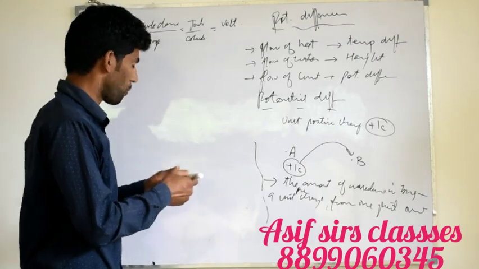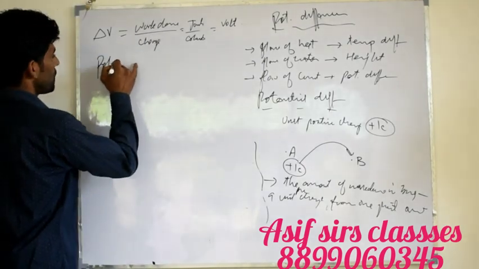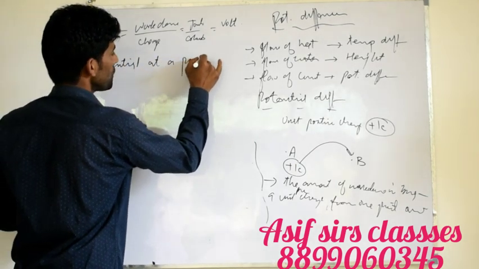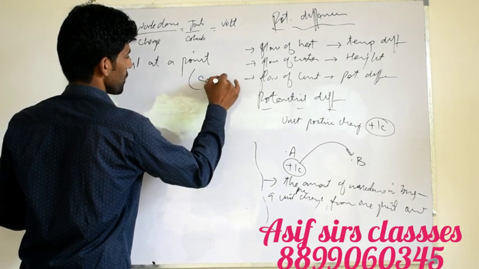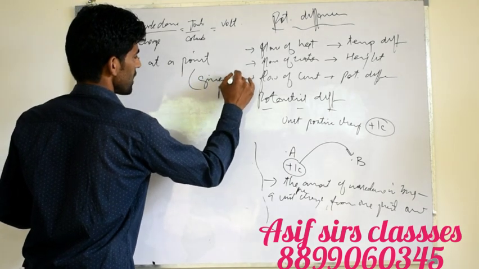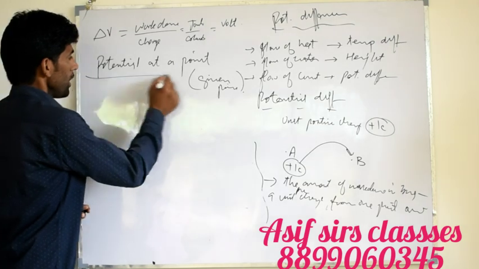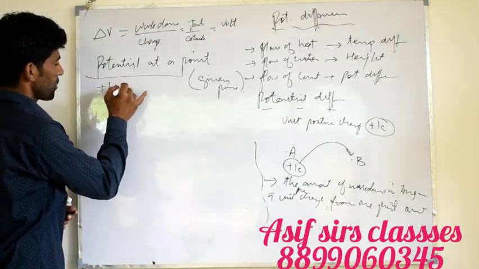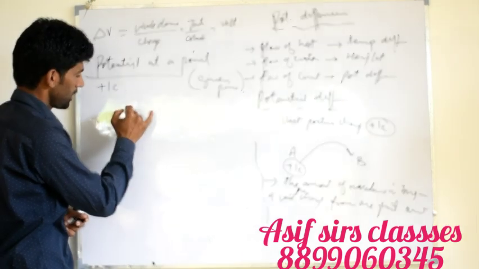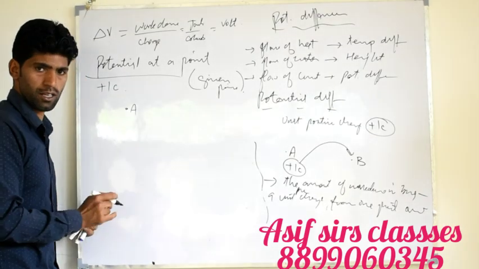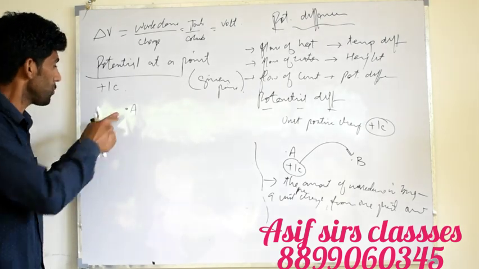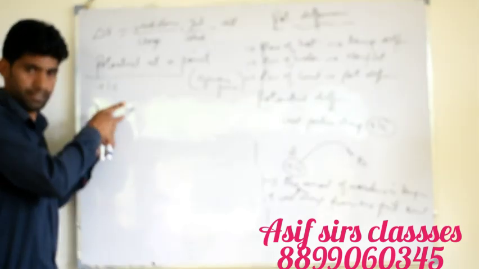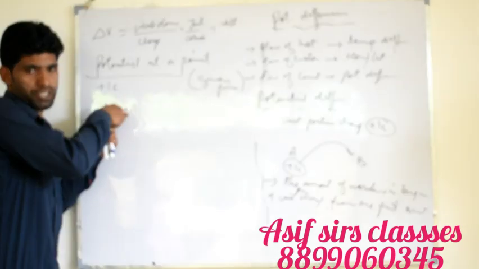There is one more term, that is potential at a point, or I may say potential at a given point. This is also called electrostatic potential. To understand this, I will also take here plus 1 coulomb of charge. Suppose we have point A. We are going to find the potential of this point.